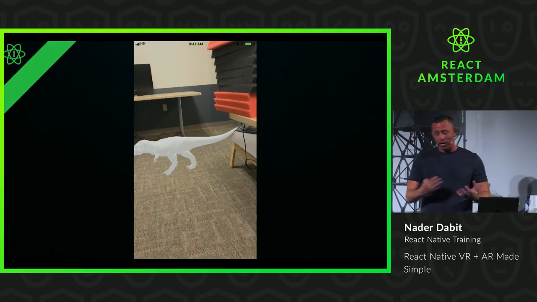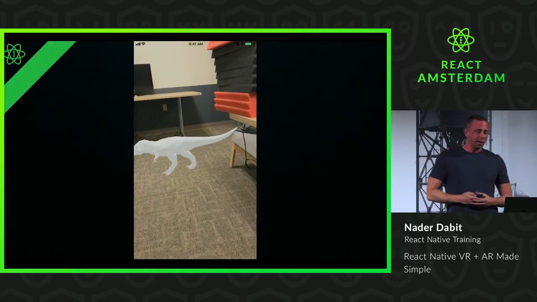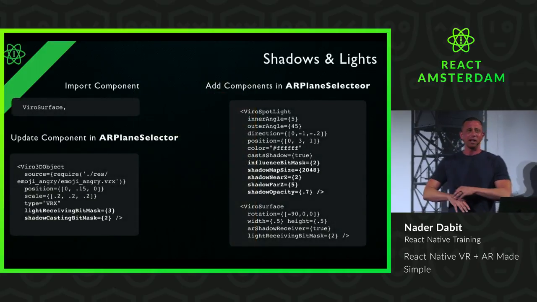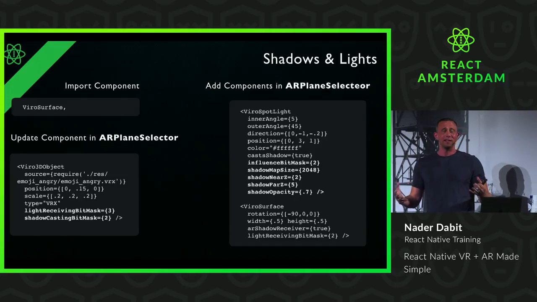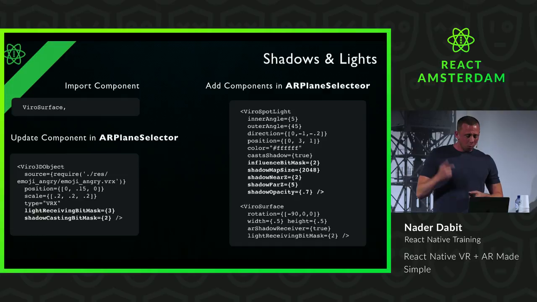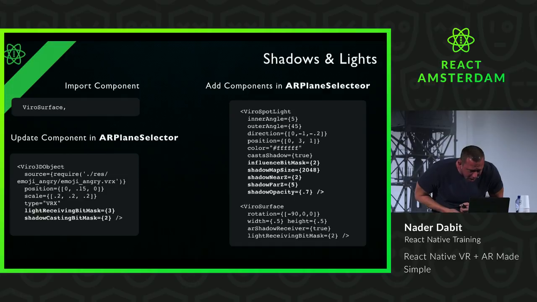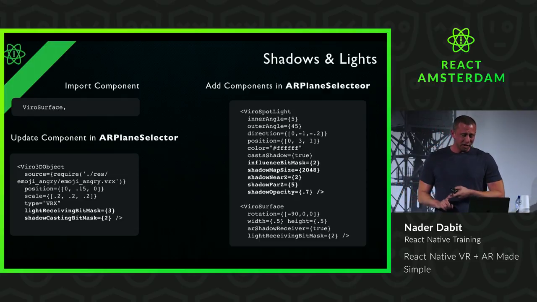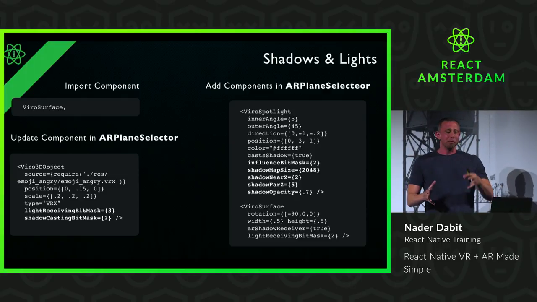We need to improve the way that looks. And one of the best and more realistic ways to do that is to add shadows. So let's do that. To do that, we're going to import the Viro surface. And we're going to give this all these items that we've already used. We're going to add a few more props. One of the main ones that we're going to be looking at is the influence bit mask. And we're going to map the bit mask between the object, the surface, and the spotlight. Because we want to make sure that if that item moves, all of the other items that are affecting that object understand what's going on there.